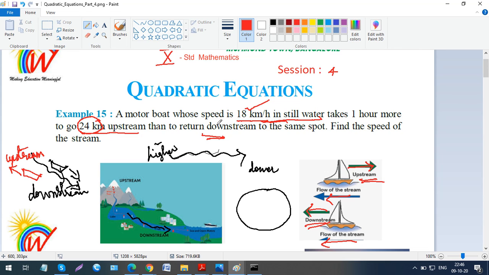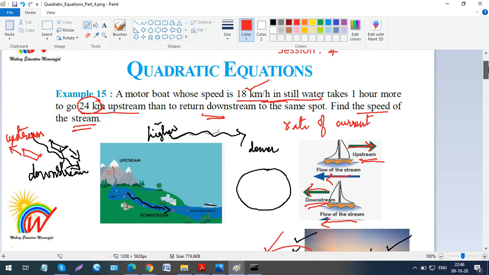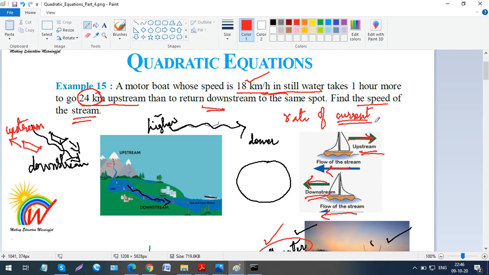Now they are asking you to find the speed of the stream. They want you to find the speed of the river actually. Sometimes they may say find the rate of current. When I say current, it doesn't mean the electric current here, it's the speed of the river's flow, the stream. Rate is nothing but speed. So they may write the sentence this way also, find the rate of current. That means you just have to find the speed of the river.